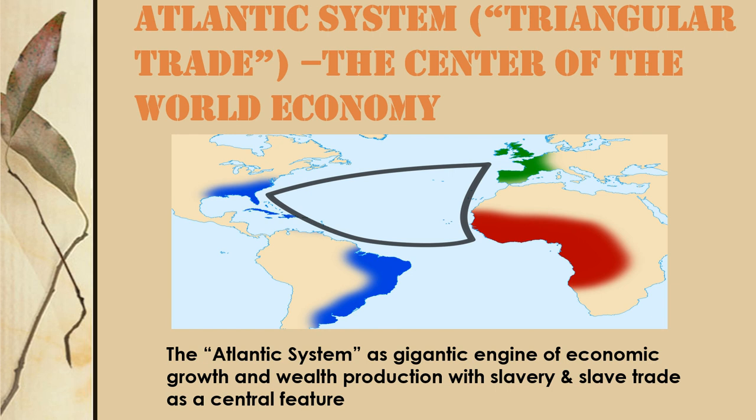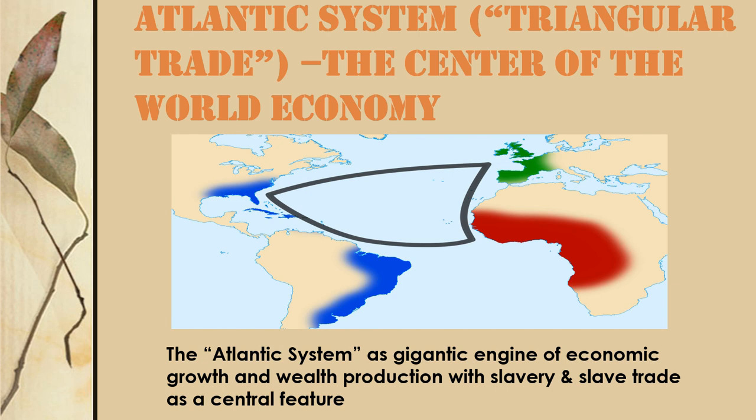The Atlantic system, or the aforementioned triangular trade, this is a more simple map, but this was the center of the world economy by the time we get to, say, 1650, certainly 1750. Remember from one of our earlier units, before circa 1500, the center of the world economy was in the Indian Ocean in Asia.